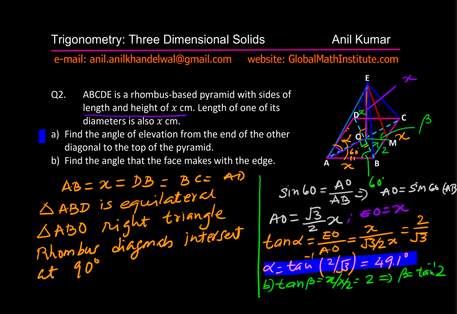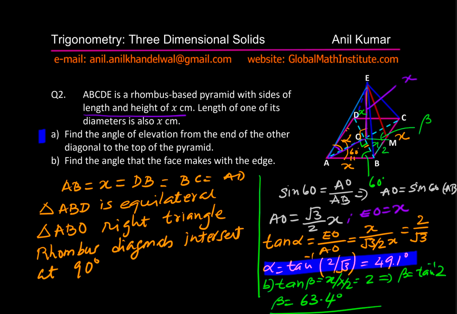So we can use the calculator again. Shift tan inverse of 2 gives us a value of 63.43. So we get the angle beta equals 63.4 degrees. Is that clear to you? So that is how you can find it out.